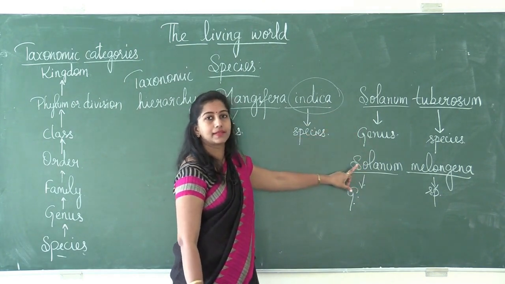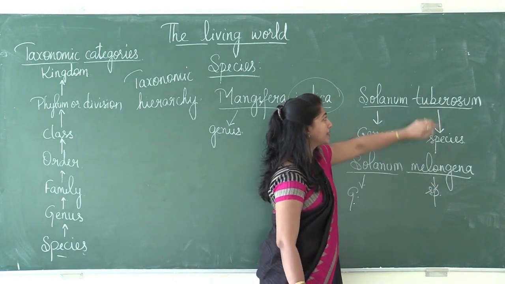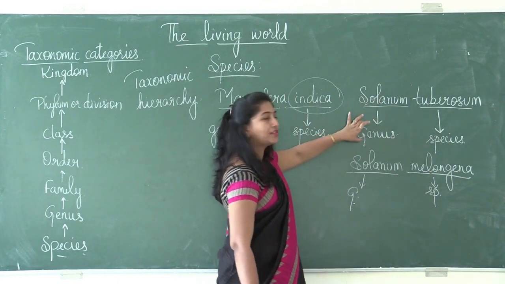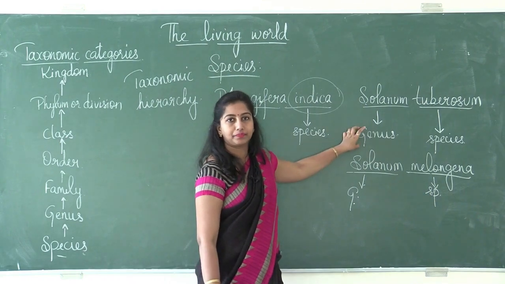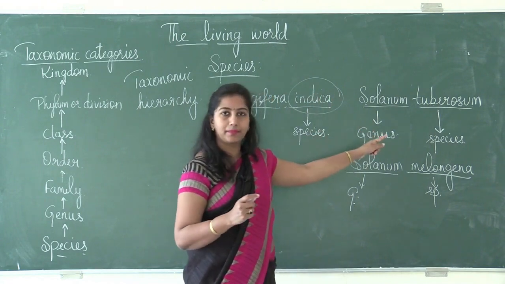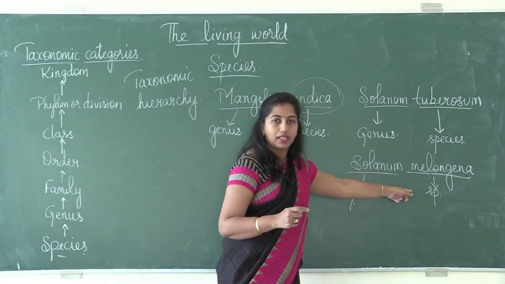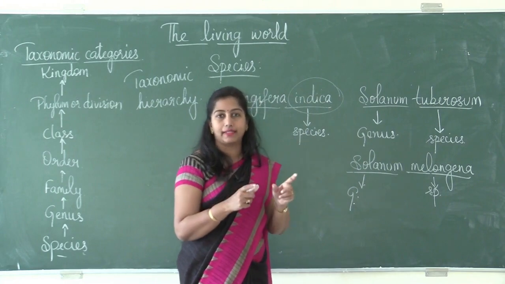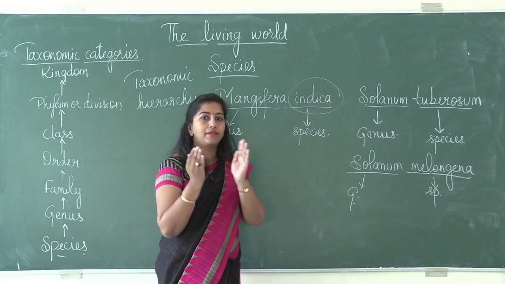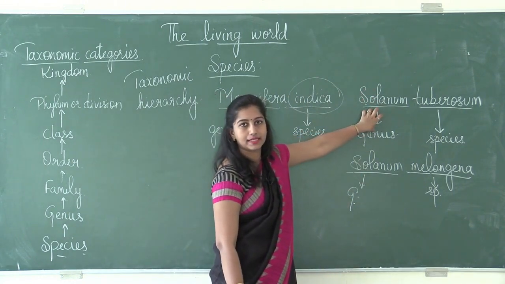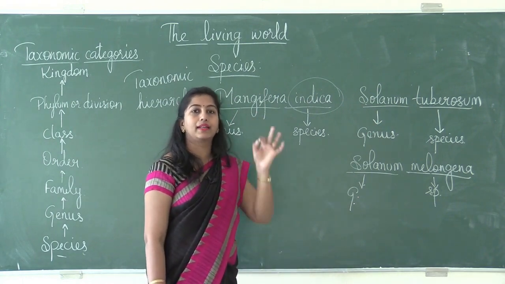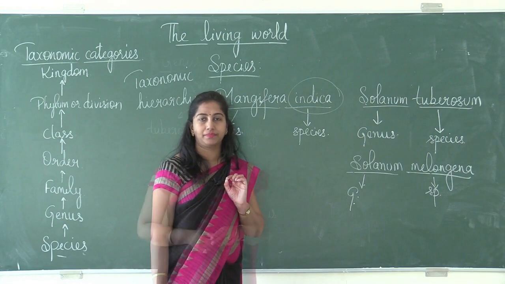The meaning of this is, these two species, tuberosum and melongena, belong to the common genus which we call Solanum. So you should know, different species, species tuberosum and species melongena, have a lot of similarities. Because of that, the similar species are put under one genus. Keep one thing in mind, that species forms the basic unit of classification.